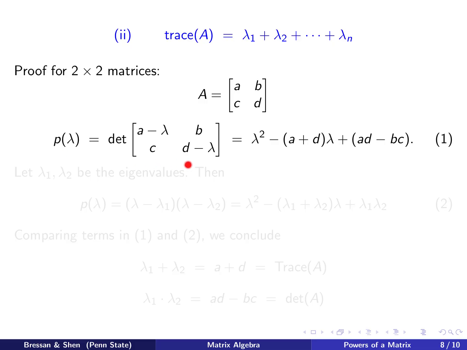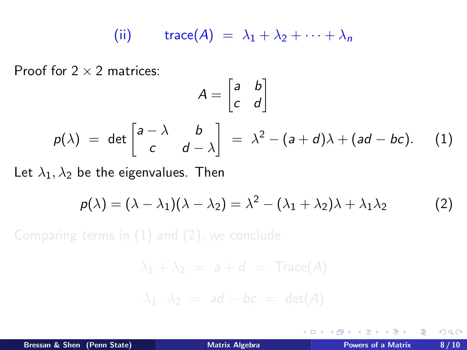Well, it's the determinant of A minus lambda I, which is here. And if we work this out, it's this times this minus this times this. Then you can open it up and write it as a polynomial of lambda. So you will get lambda squared, the first order term, and the constant term. Let's call this equation 1.